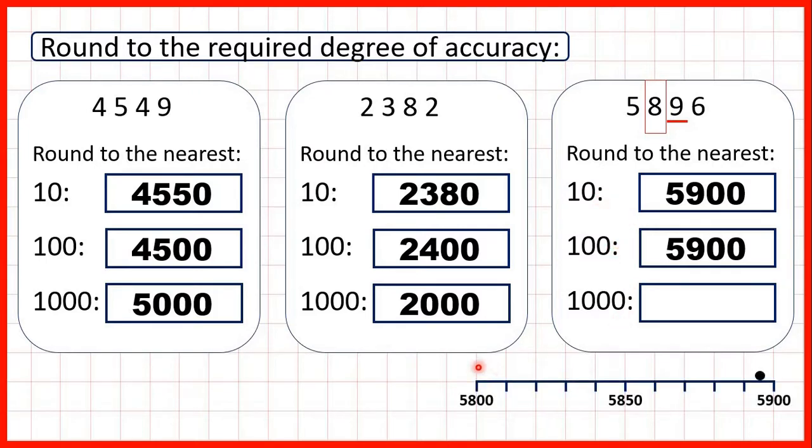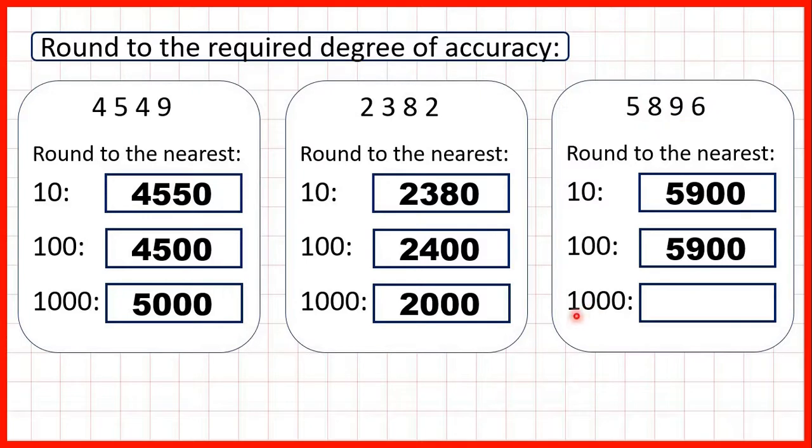Now if I were to count up in hundreds, I would eventually get to 5,800, and then I would say 5,900, and 5,896 is closer to 5,900.